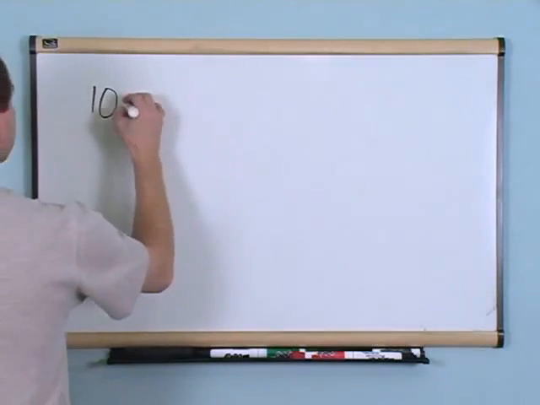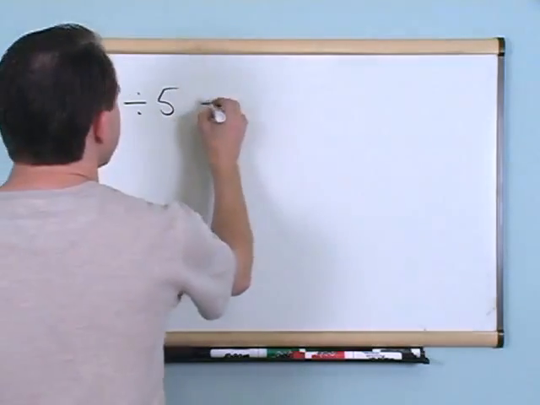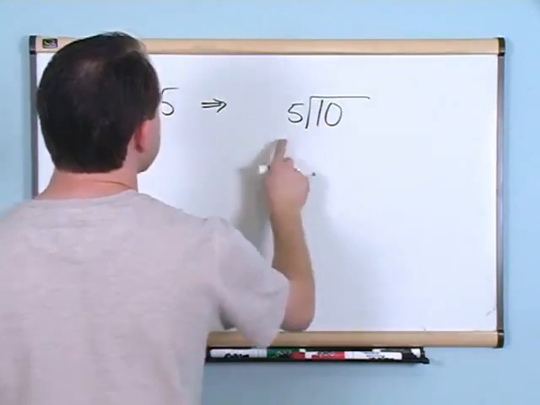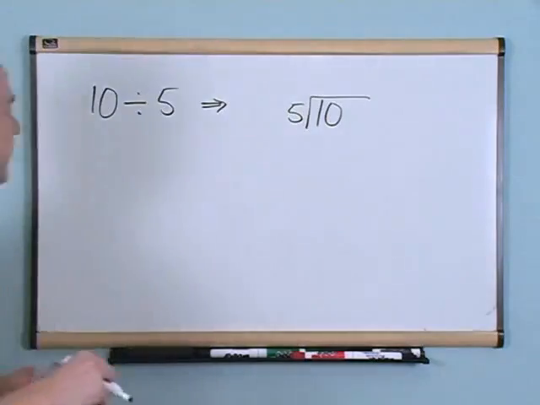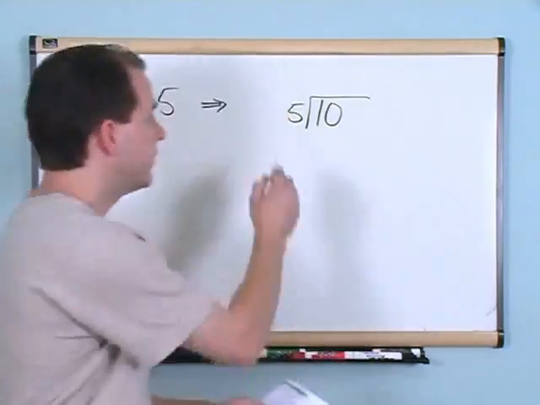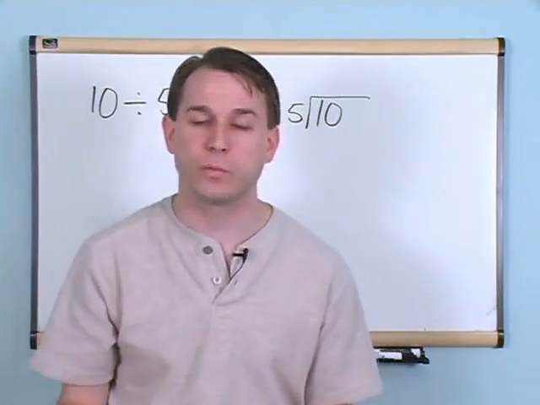10 divided by 5. Okay, what would that be? First thing you do is rewrite the problem. You put 10 underneath the house and 5 on the outside because you're dividing by 5. Question is, 5 times what number will give you 10?